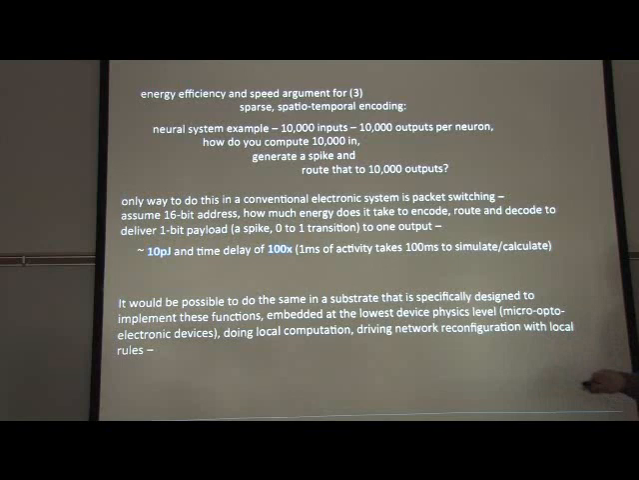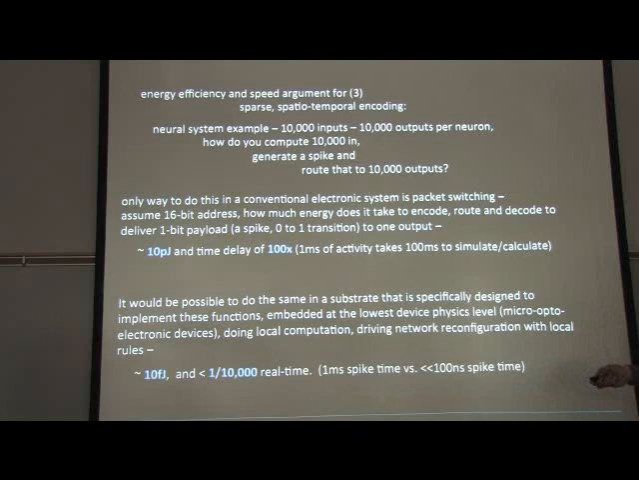Using actually the physics of the devices that are embedded in the system. So a lot of the computation is done by the network elements themselves rather than having digital representations of them. And that sort of local computation is driven by the system itself. There isn't a separate program or another computer outside somewhere that's instructing how the system updates itself. And that leads to potentially on the order of tens of petajoules in about 1/10,000 of real time.